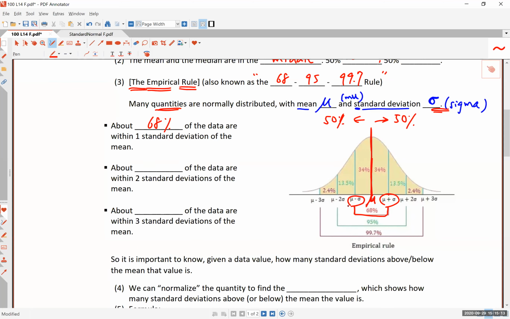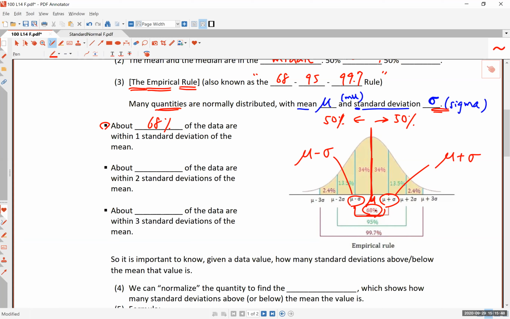This number, let me go ahead and write this. This is mu plus sigma, and this is mu minus sigma. So that's one standard deviation below the mean. What this first part is saying is that if a quantity is normally distributed, then within one standard deviation from the mean, so from here to here, you have 68% of the data. About 68% of the data are within one standard deviation of the mean.